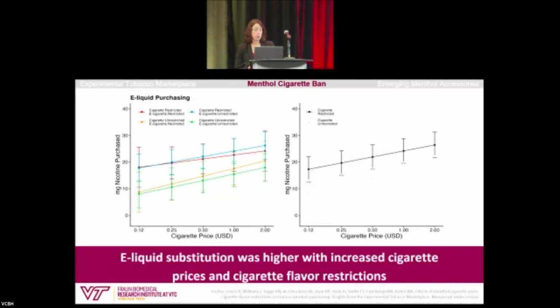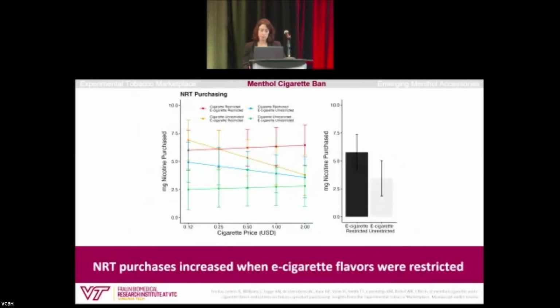For e-liquid purchasing, the final model included an additive effect of cigarette price and cigarette policy. So overall, higher demand for e-cigarettes was observed when cigarette prices were higher and when cigarette flavors were restricted. And here we observed a clear substitution effect. When cigarettes became less appealing due to the higher prices, participants shifted toward e-cigarettes.